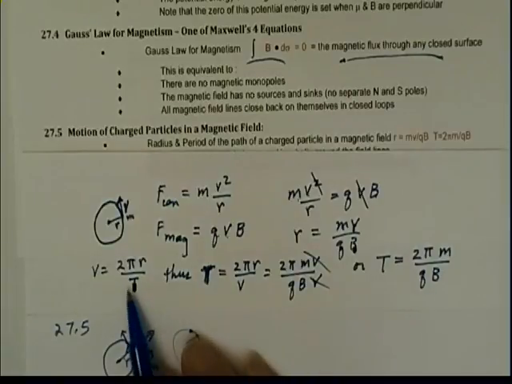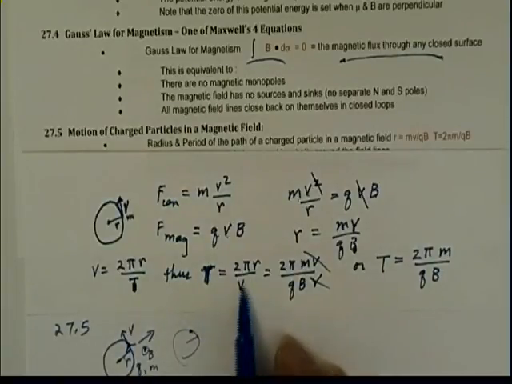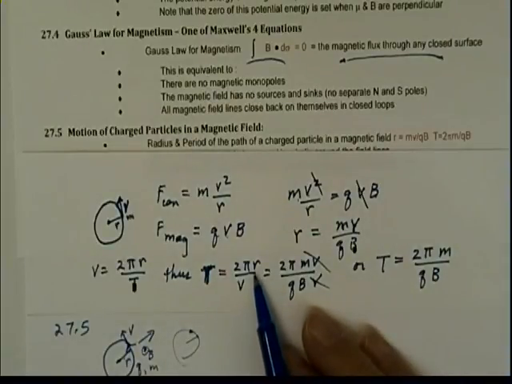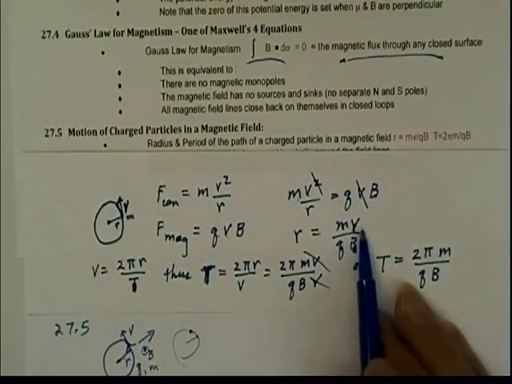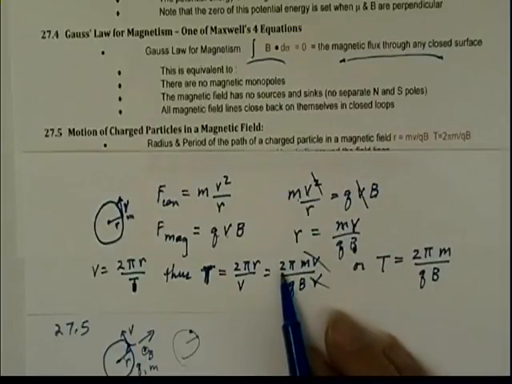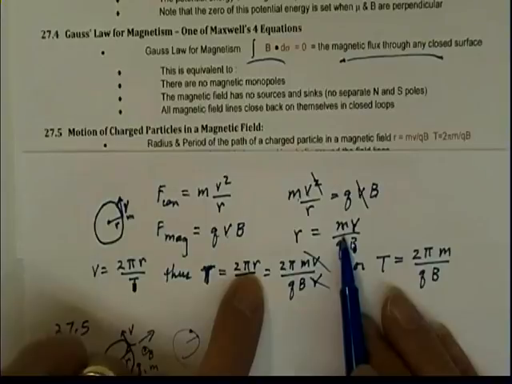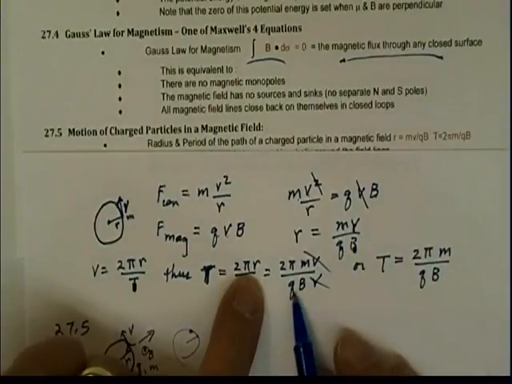Now, we can solve that for T, and we get 2 pi r over v, obviously. Now we're going to substitute in the r that we just had. So we're going to write 2 pi times the r from right here, mv over qB.